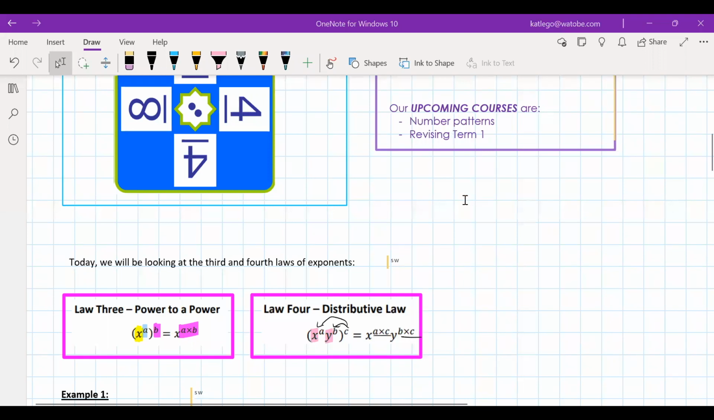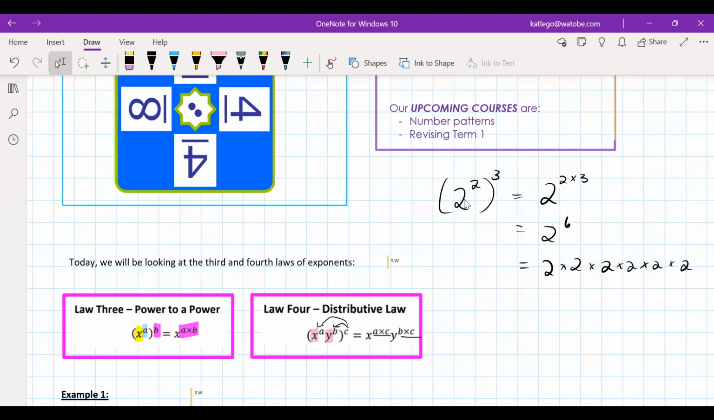So let's do it with numbers. I think numbers make more sense to me. So if I have 2 squared, all raised to the exponent of 3, this will be 2, and I will be multiplying my exponents. So this will be 2 to the exponent of 6, which is 2 times 2 times 2 times 2 times 2 times 2. That'll give you 4, 8, 16, 32, 64.